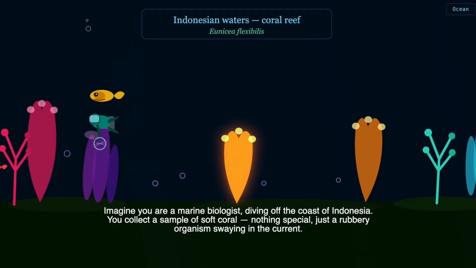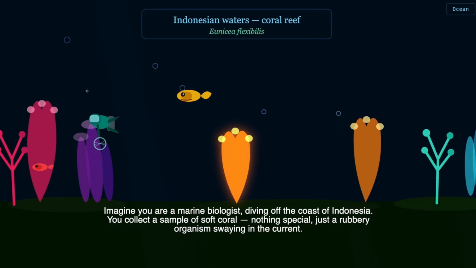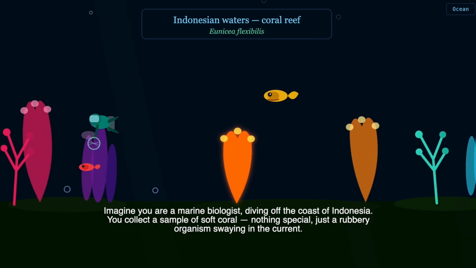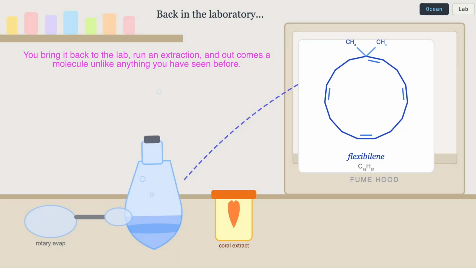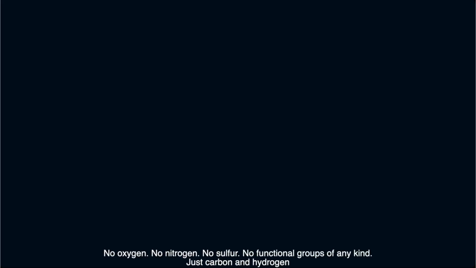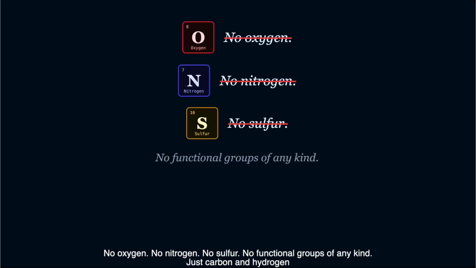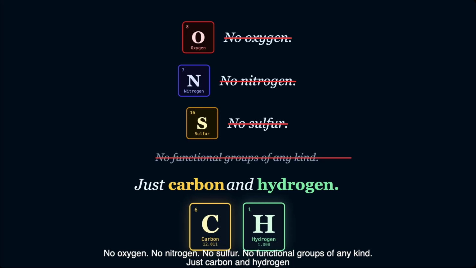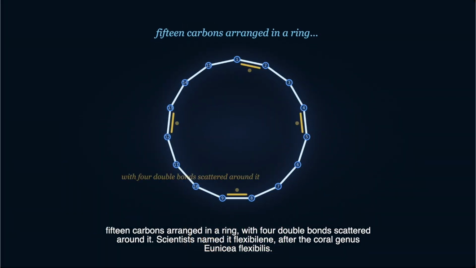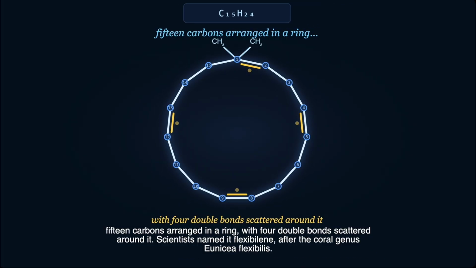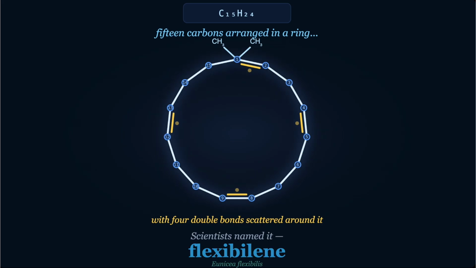Imagine you are a marine biologist diving off the coast of Indonesia. You collect a sample of soft coral, nothing special, just a rubbery organism swaying in the current. You bring it back to the lab, run extraction, and the outcome is a molecule unlike anything you have seen before. No oxygen, no nitrogen, no sulfur, no functional groups of any kind, just carbon and hydrogen. 15 carbons arranged in a ring with 4 double bonds scattered around it. Scientists named it Flexibilene after the coral genus Eunicea flexibilis.